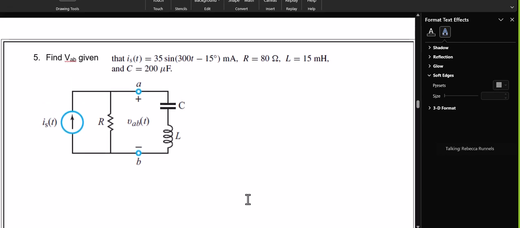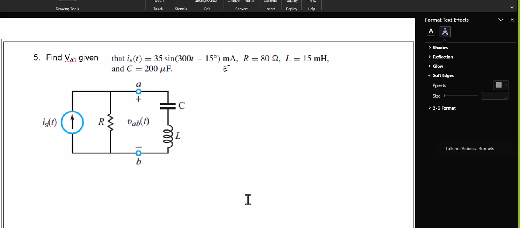This is straight up chapter 7. It's not power. It's just using complex circuit analysis. So find VAB given that IS of t is 35 sine 300 t minus 15 milliamps. That's milliamps. Don't forget that because I will. R is 80 ohms, L is 15 millihenries, and capacitance is 200 microfarads.